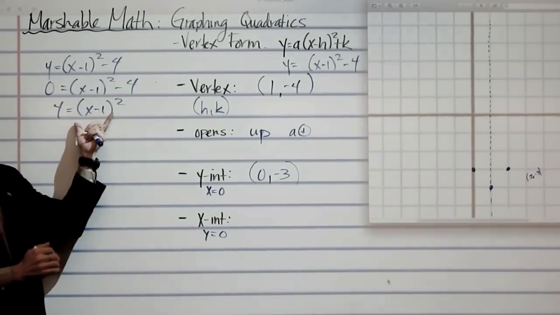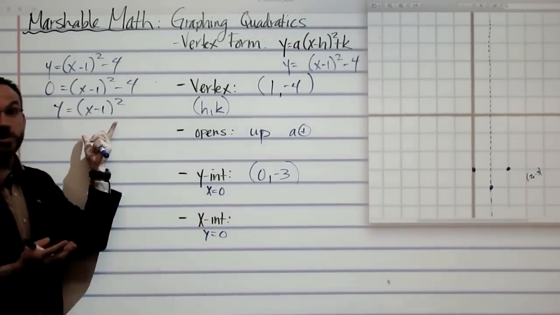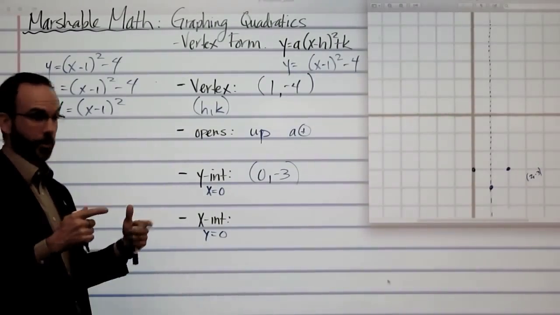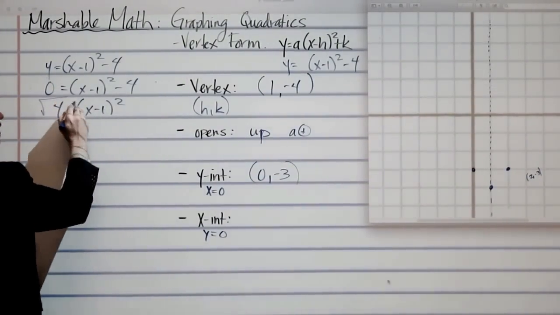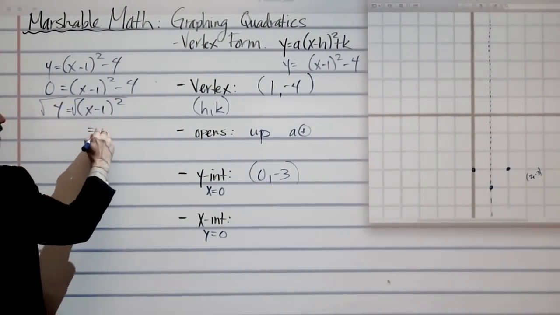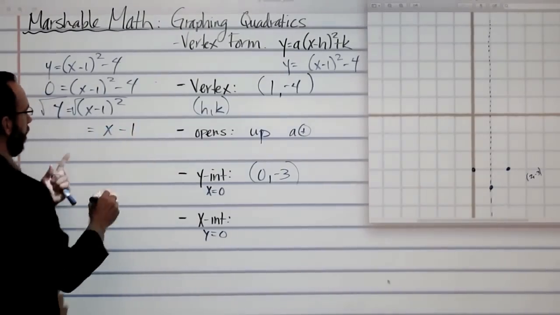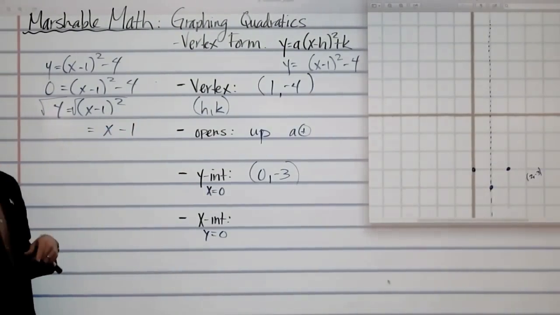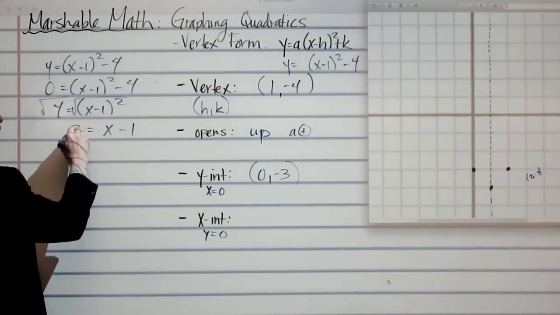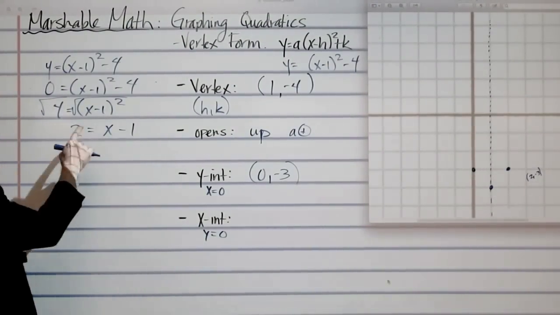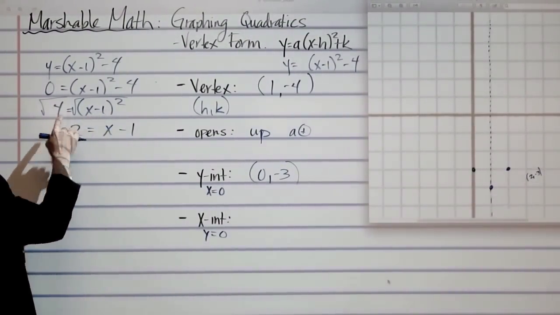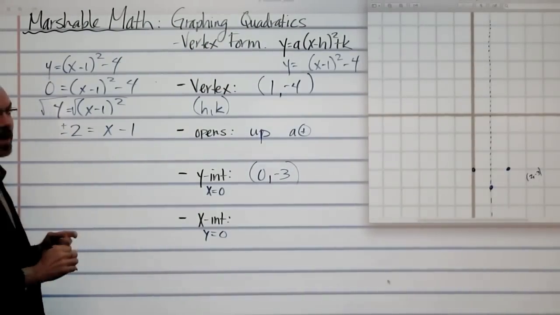Now I've isolated my squared term. How do I undo a square? Square root it. So square root the left and square root the right. This right side becomes x - 1. What's the square root of 4? Y'all should know that is 2. But be careful, because this question says what when I square it gives me 4. I've got a positive and a negative 2 there, okay?